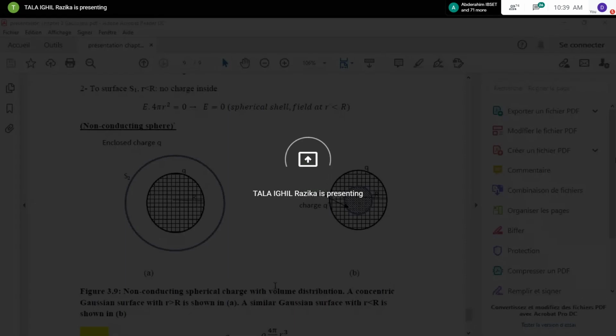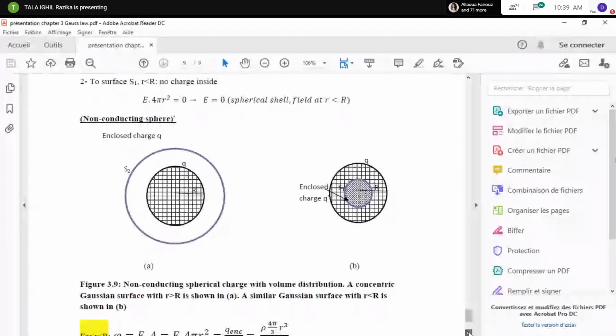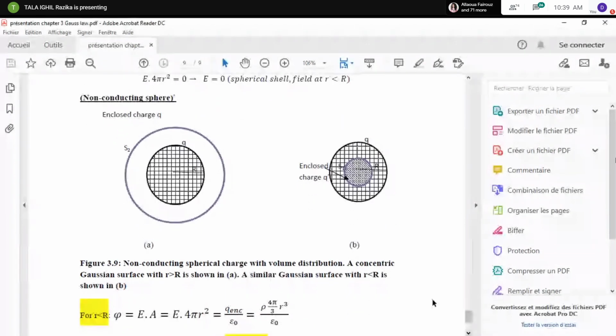So if we have a non-conducting sphere, it means that there is charge distributed over the whole volume of the sphere, so inside, over the surface, everywhere. Okay, so let us study if we are outside. First, let us study if we are inside.